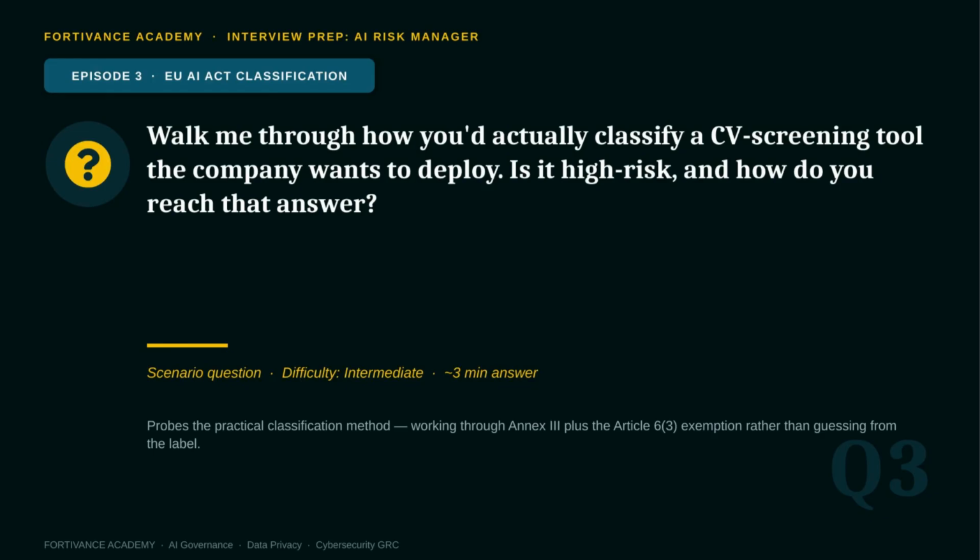And do you know the Article 6(3) nuance that a system in an Annex 3 area can escape high risk if it only performs a narrow procedural task and doesn't materially influence the decision, but a CV screener that ranks or filters candidates almost certainly does influence it, so the exemption won't save you. The mature answer also notes the firm must document and register that determination even if it claims the exemption. Listen for method over label.